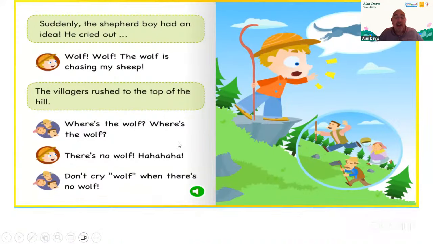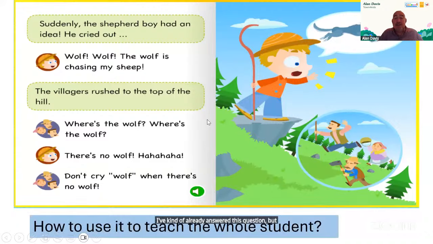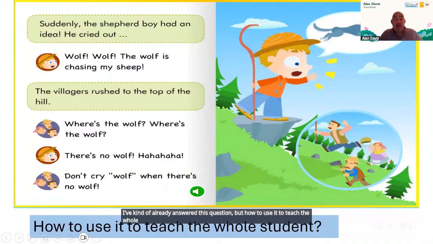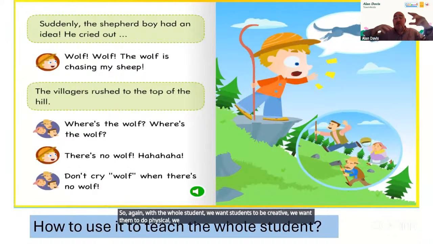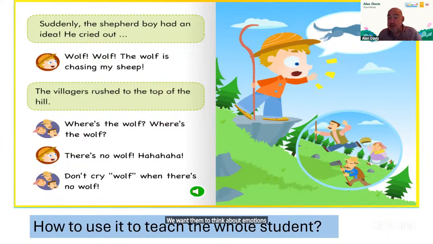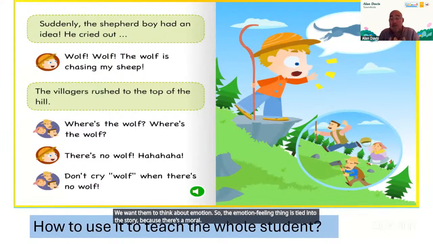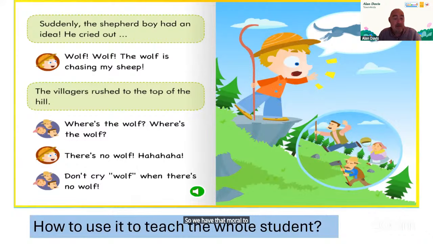I've kind of already answered this question, but how to use it to teach the whole student. So again, with the whole student, we want students to be creative. We want them to do physical. We want them to use their brain. We want them to think about emotion. So the emotion feeling thing is tied into the story because there's a moral. So we have that moral to discuss at the end of the day.